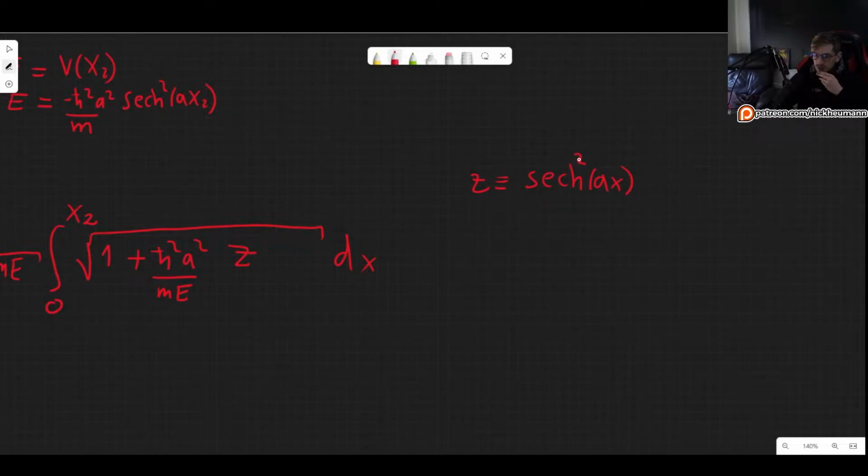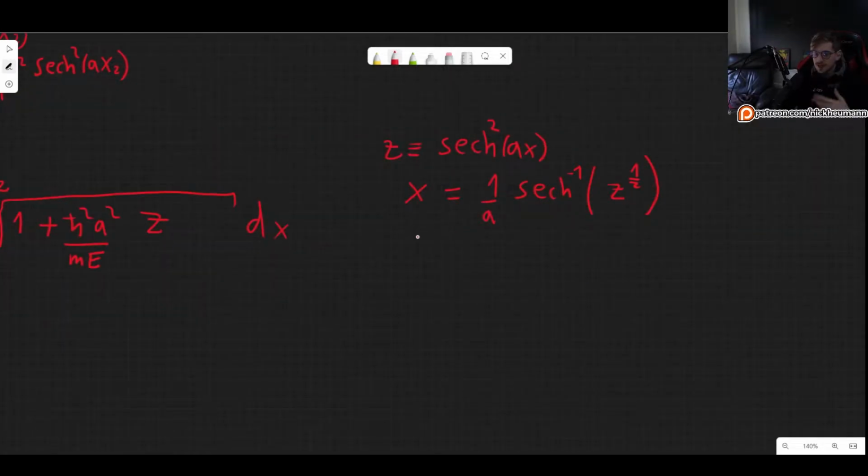So that means that we have to take the square root, then the inverse hyperbolic secant, and then divide by a. So we get that x is, let's see, it is 1 over a times the hyperbolic secant inverse of z to the 1/2. Now let me double check, because we had to take the square root, which gives us this, take the inverse of the hyperbolic secant, and then 1 over a. Yeah, there we go. So to find dx, we will need to find the derivative of the inverse hyperbolic secant.